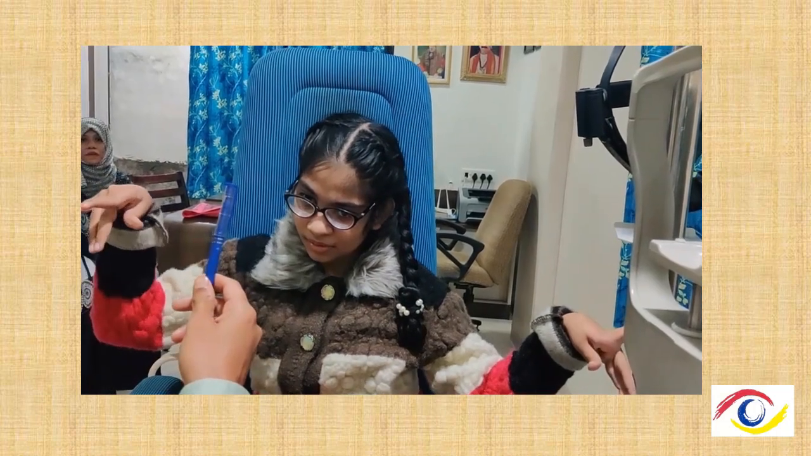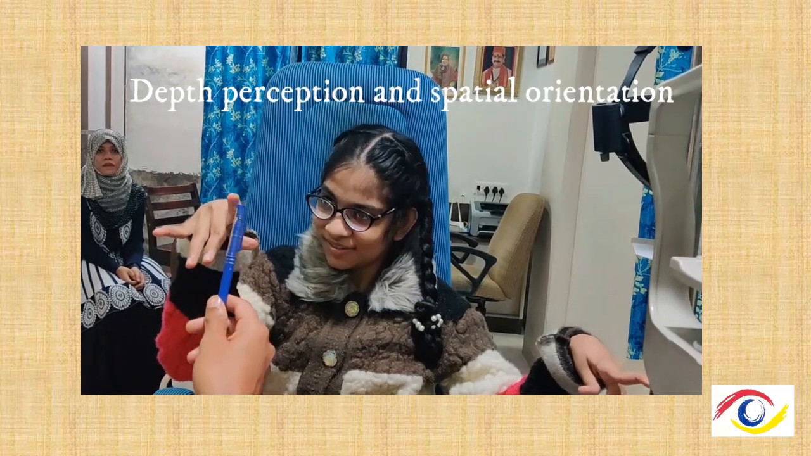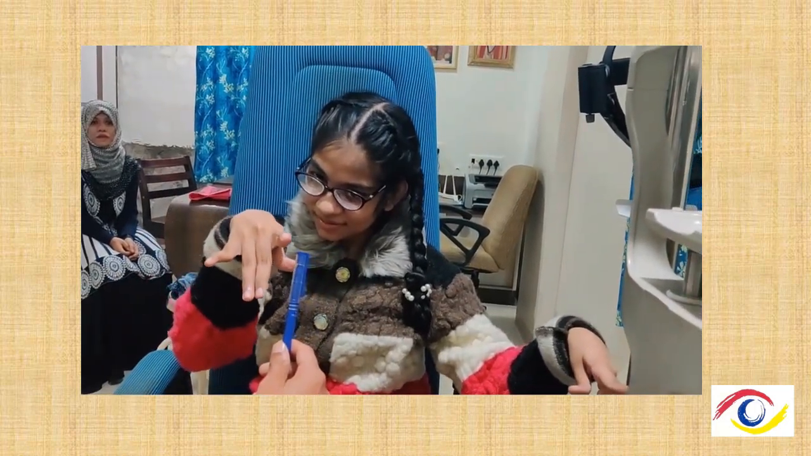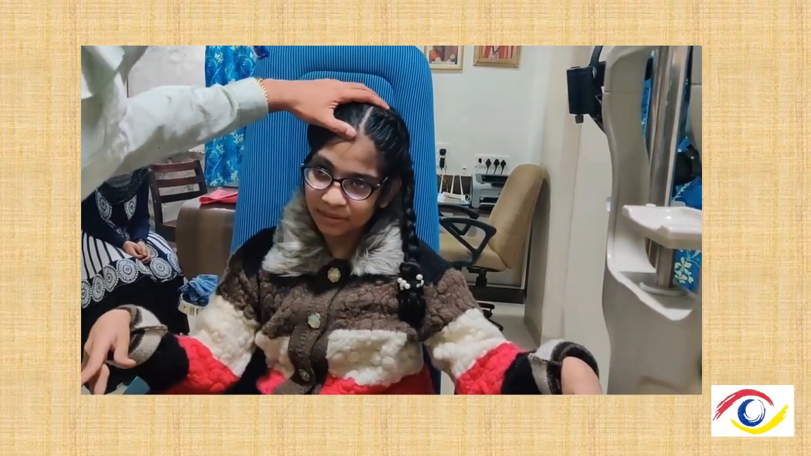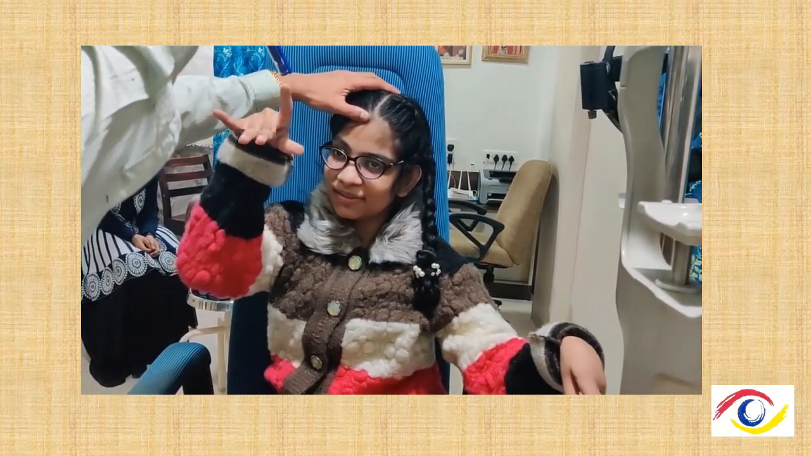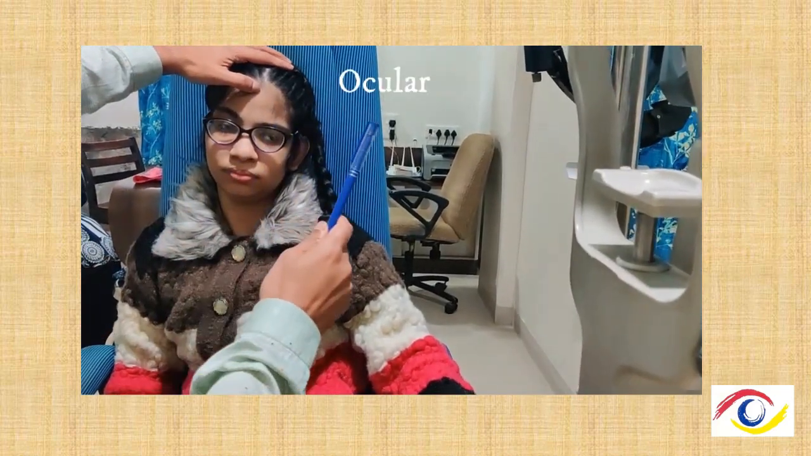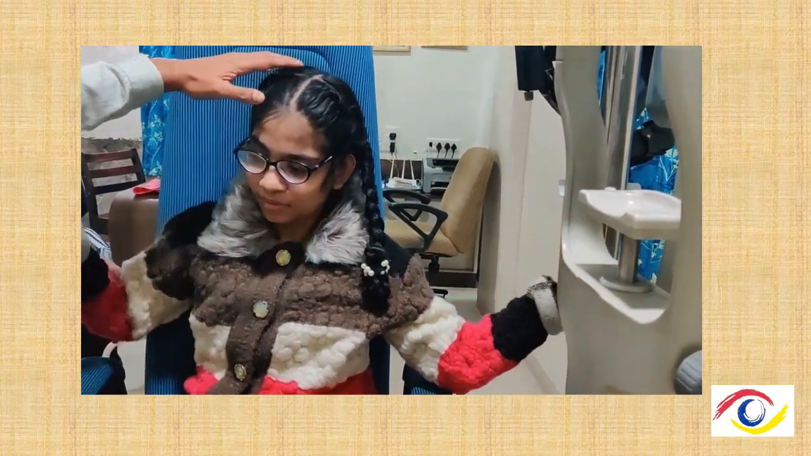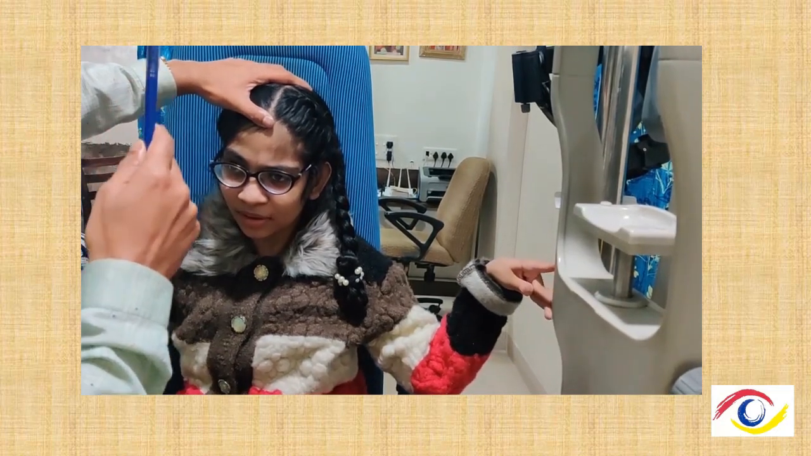Now we are checking the depth perception and spatial orientation of this child by placing the tip of the pen and asking the child to touch that tip in different positions in the space. In spite of having the squint, the child might have monocular clues, which probably indicates the amount of depth perception the child might have. Now we are checking the ocular motility, which is actually a motor part of examination.